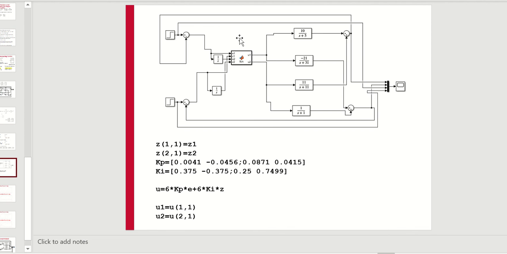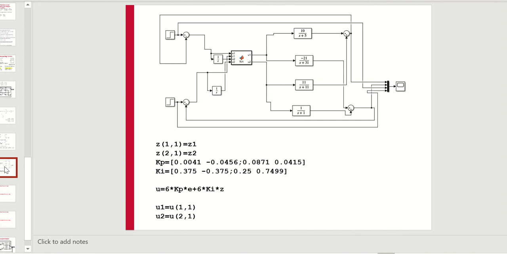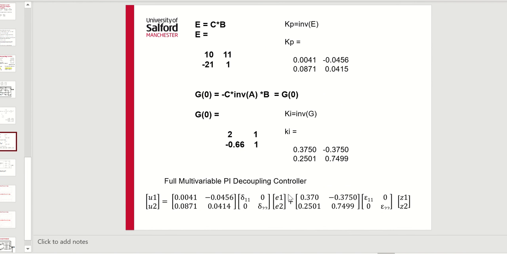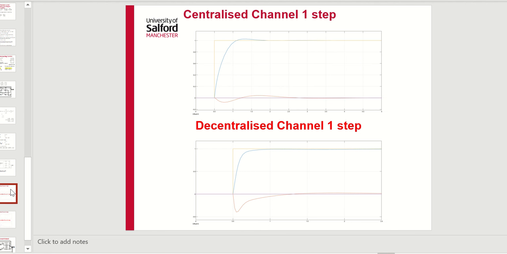So it's an alternative strategy for implementing this structure here, which I found a little bit easier to code. And when we got our controller structure here, you could just essentially take this equation and pop it into this box. And when we apply that, this is the sort of performance we can get.